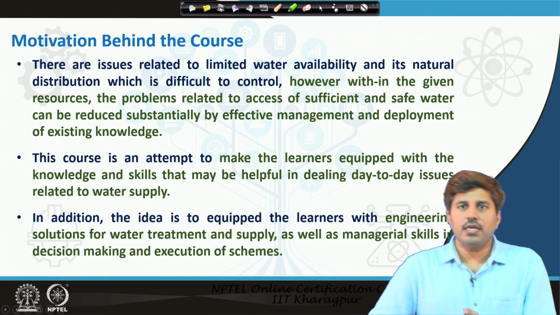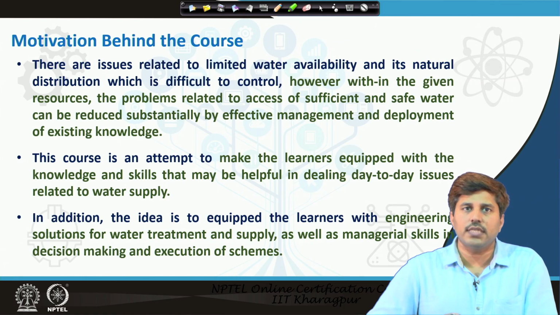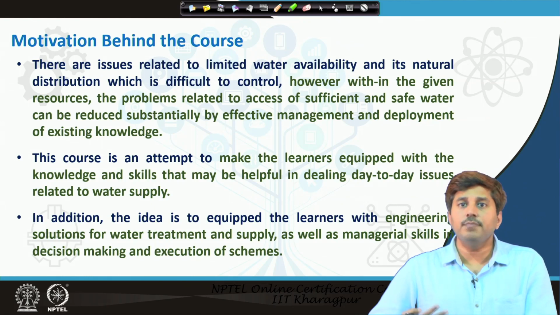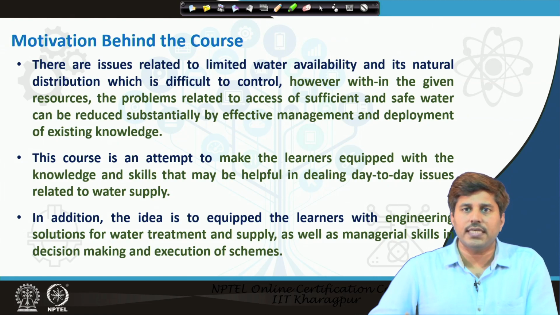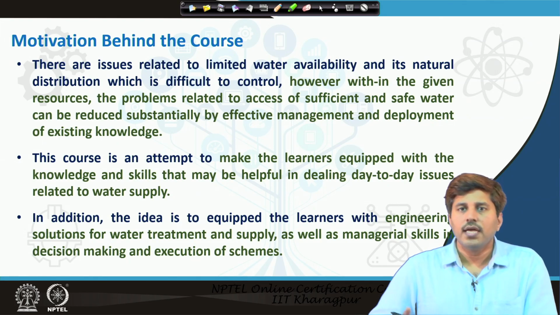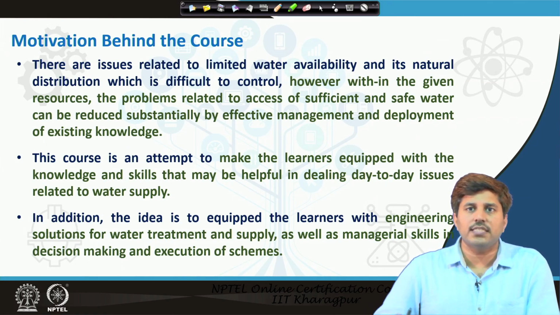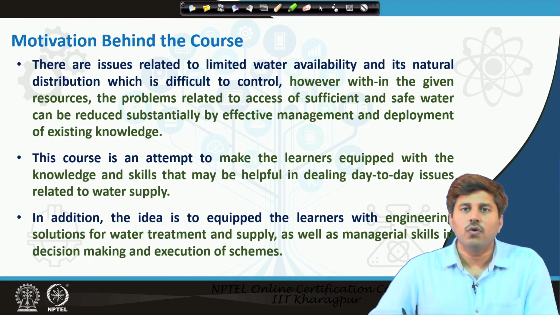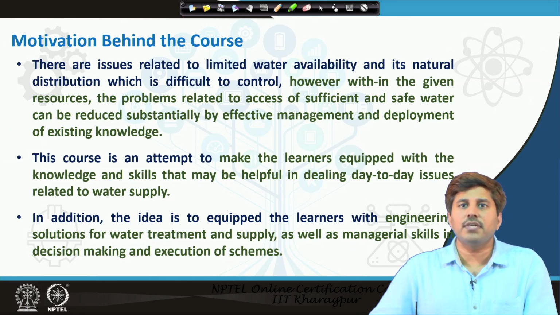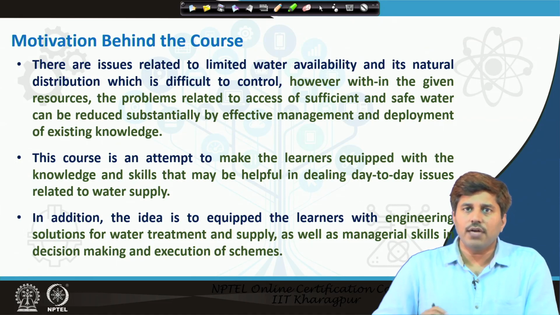Now, why have we floated this course? The basic motivation is that there are issues related to the availability of water, or rather limited availability of water. Water is available in abundance at some places, even if you talk about fresh water sources, and in very limited amounts at many places. In our own country, the eastern coast and eastern sides are very rich in fresh water resources, while the central part, Maharashtra, Rajasthan, Gujarat, are relatively much drier states with very limited availability of water. It is natural distribution, and we have very limited control over it.